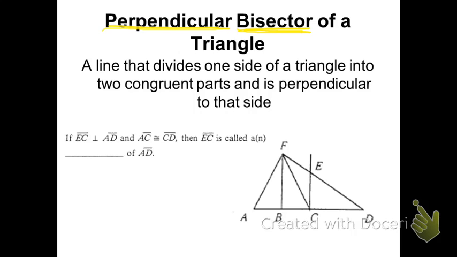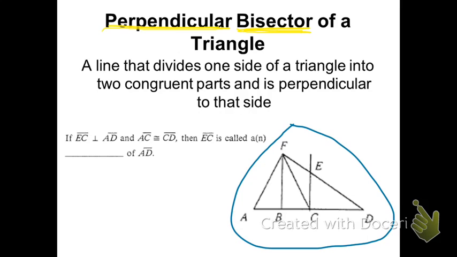So if we look at this picture down on the bottom right, if we look at this conditional statement, if EC is perpendicular to AD, so let's draw that in right there, and AC is congruent to CD, so let's give them both congruent tick marks, then EC, this line right here, is called the what of AD? Well, that would be a prime example of a perpendicular bisector, which we'll abbreviate here because I'm limited on space. Alright, so that's an example of a perpendicular bisector.